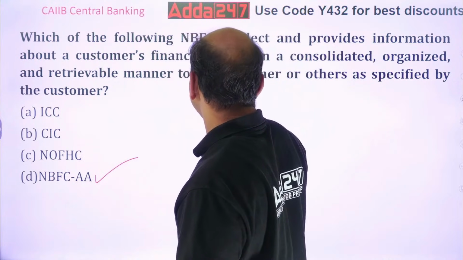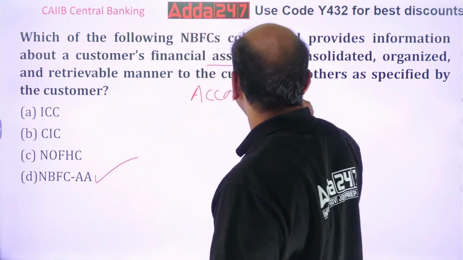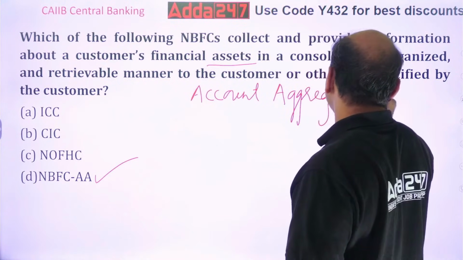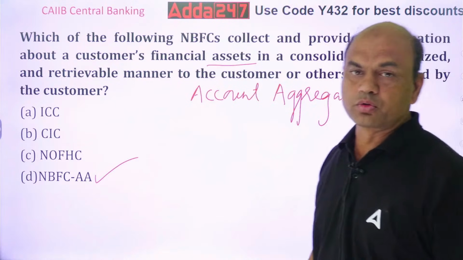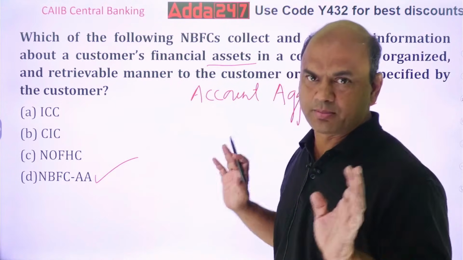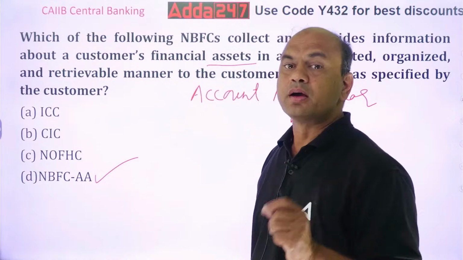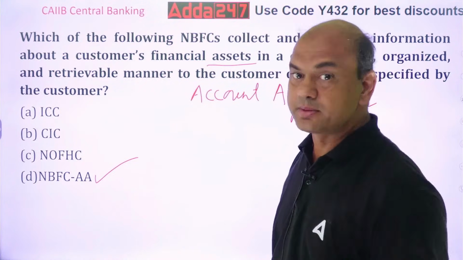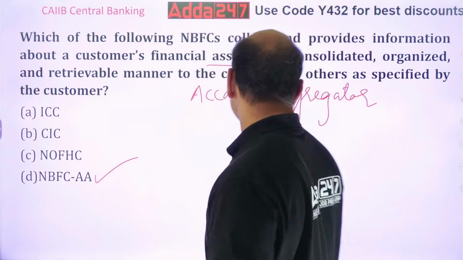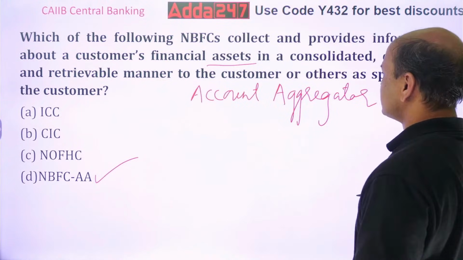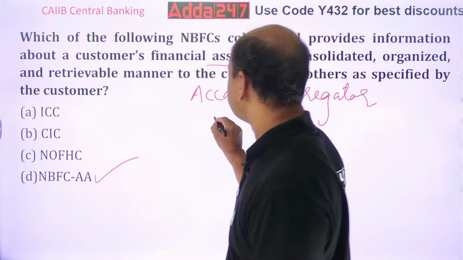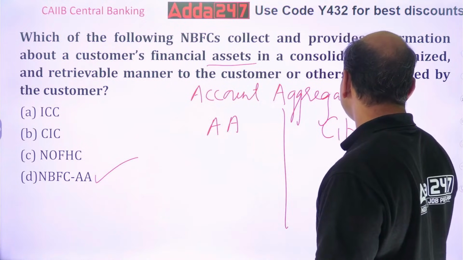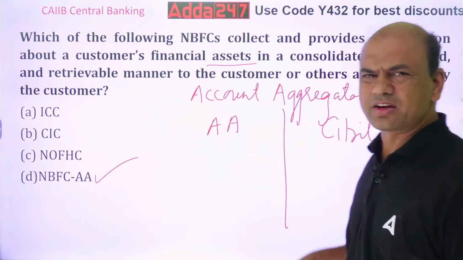Account aggregator. Now some of you might be knowing this. What is an account aggregator? For those who don't know, it's a new concept in banking. What is a new concept? Up till now, what do we know? Up till now, we know CIBIL, right? What does CIBIL do? I'll write it over here. Say this. AA versus CIBIL. What does CIBIL do? Not only CIBIL, there are 4 companies.